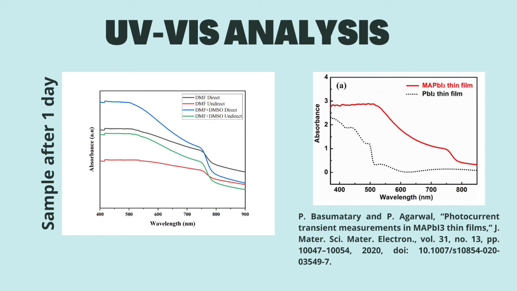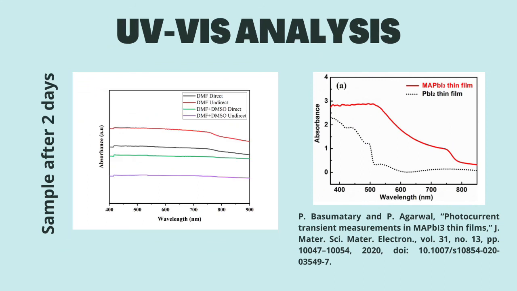Next, the UV-Vis analysis is used to measure the absorbance of the sample. As we can see from the graph, the DMF plus DMSO direct has the highest absorbance among the others. It is followed by DMF direct, DMF plus DMSO indirect, and DMF indirect. If we make a comparison between the UV-Vis analysis and the graph from the journal, we can say that it is exactly the same. For the sample after 2 days, we can see that the graph of the UV analysis is not the same as the journal.